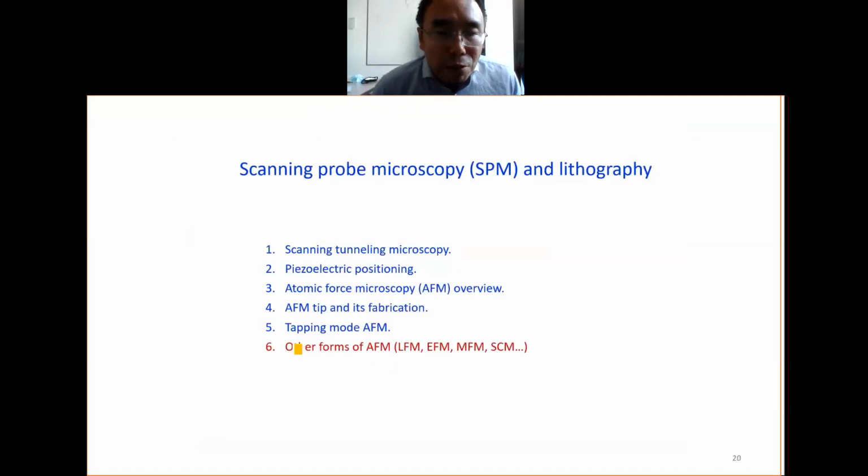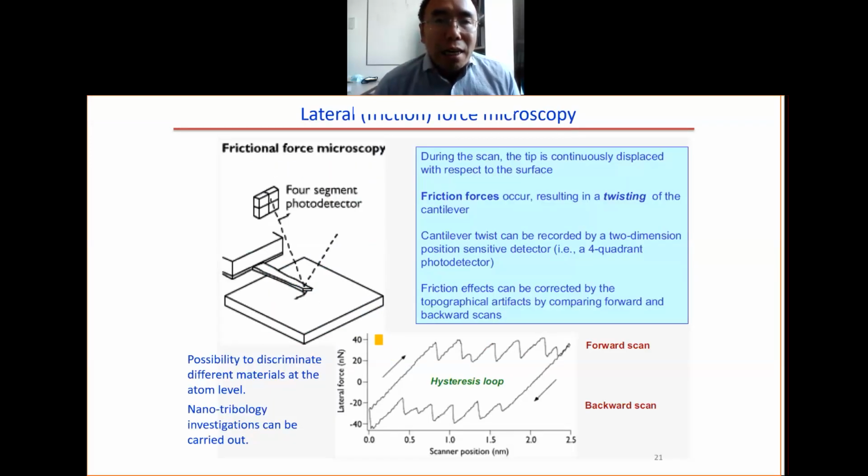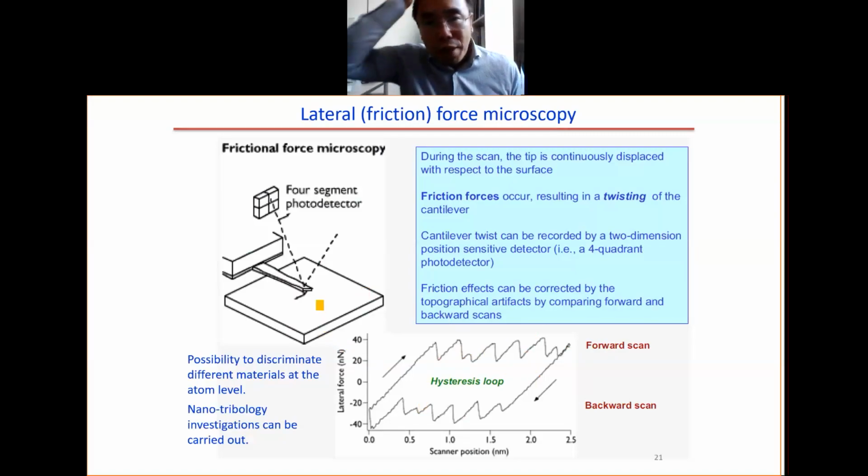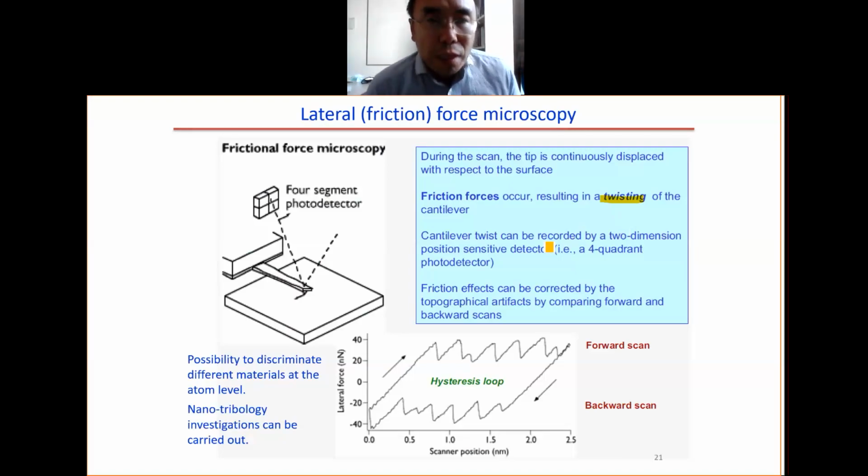Now let's look at other forms of AFM. The first one is the lateral force microscope. We drag the tip perpendicular to the cantilever direction. Then the cantilever will be twisted. You can see this is the forward scan, this is the backward scan. You have the topography information, but you also have the twist information. How much is the twisting? It depends on the friction, on the surface energy of the sample. That's why it's called friction force microscopy.